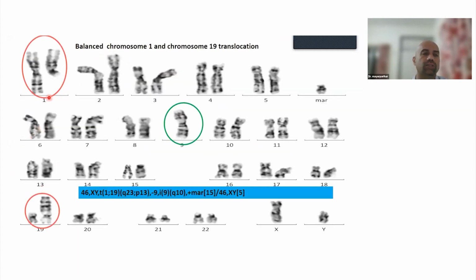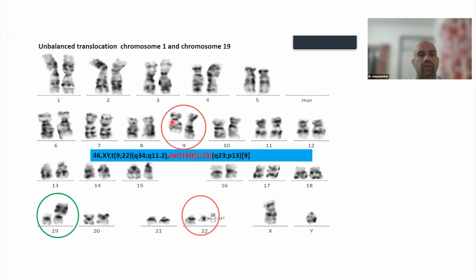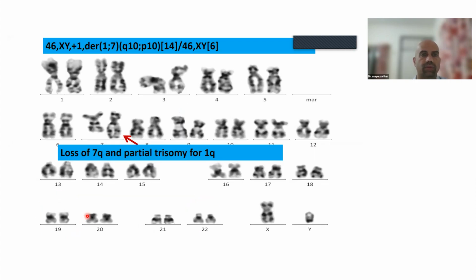Now, I'll just show you an example of a balanced translocation. This is a translocation 1;19 seen in patients of acute lymphoblastic leukemia, and what you see here is an isochromosome 9. Right? Now, this was a patient of CML in blast crisis. You can see the patient has a 1;19 and a 9;22. So the cytogenetic abnormalities can occur before the blast crisis can present. Right?